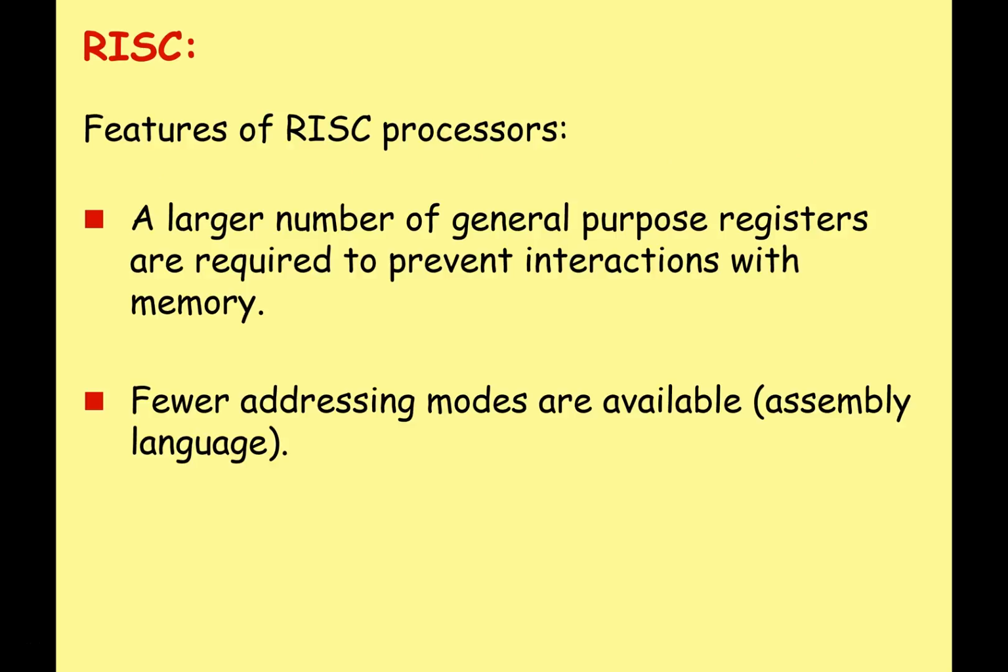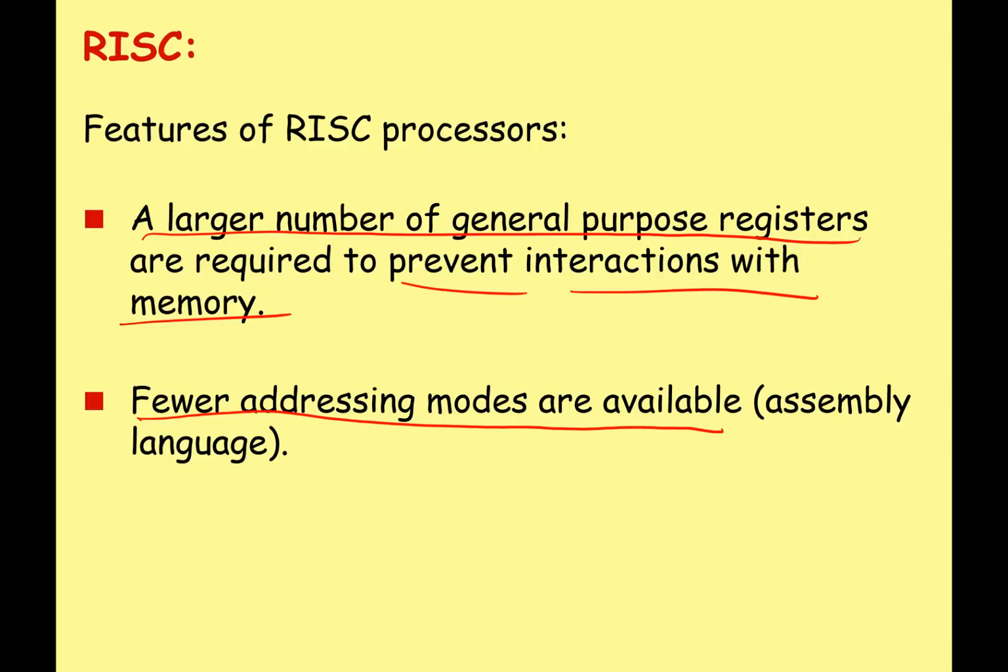So, common features of RISC processors: you're going to have a larger number of general-purpose registers to prevent interactions with memory. You don't want to go back and forth to memory too often. That slows down the system, so you can have more general-purpose registers in a RISC processor. You're also going to have fewer addressing modes available. If you don't know what that is, don't worry. We'll cover that later when we start looking at software development.